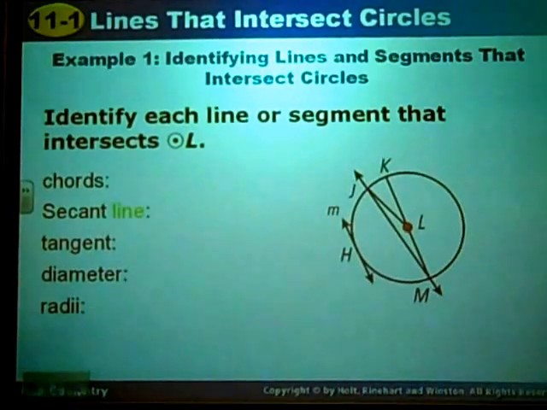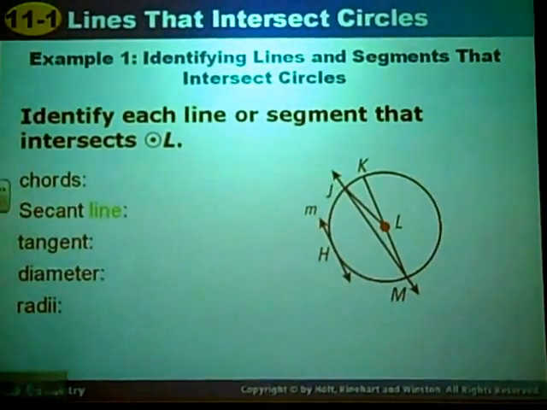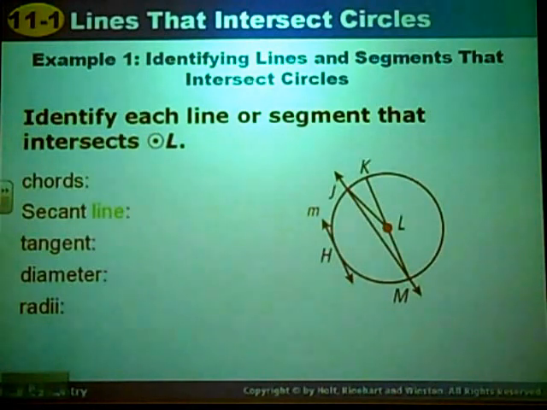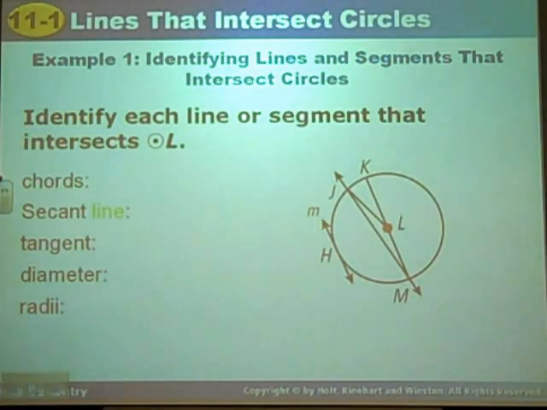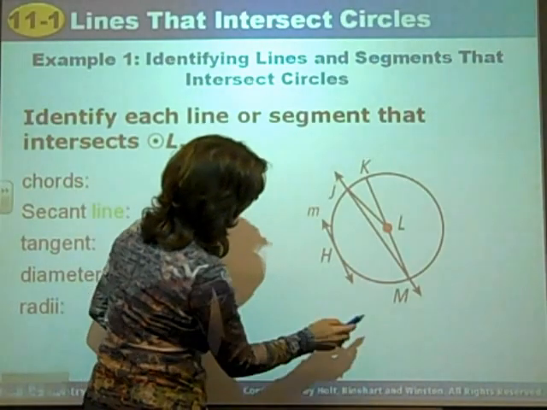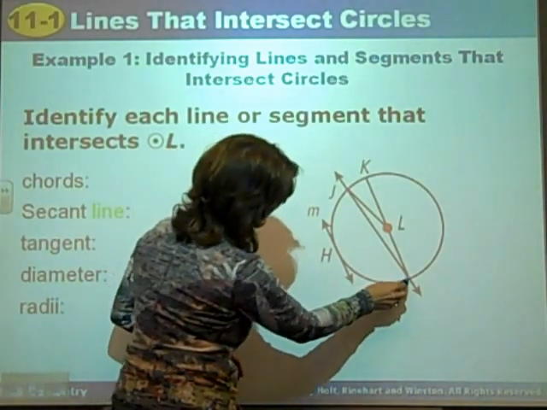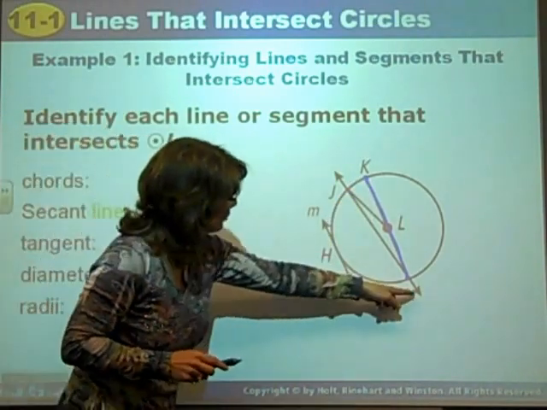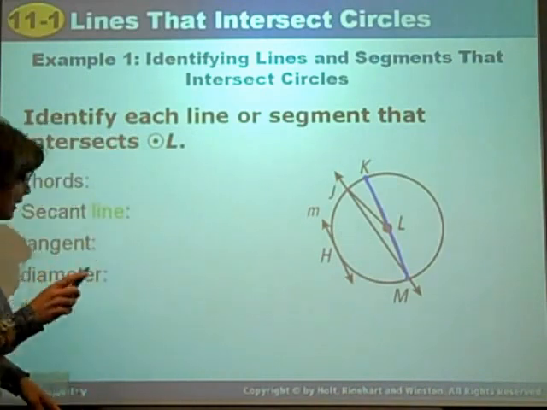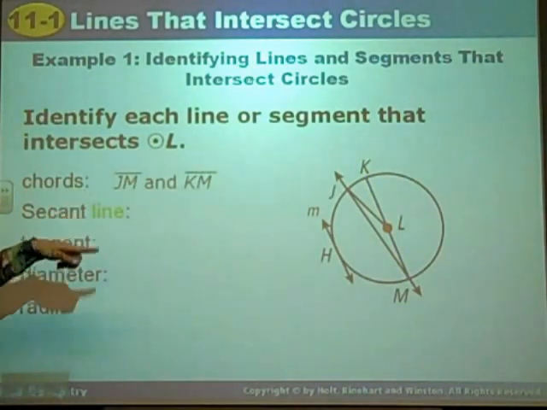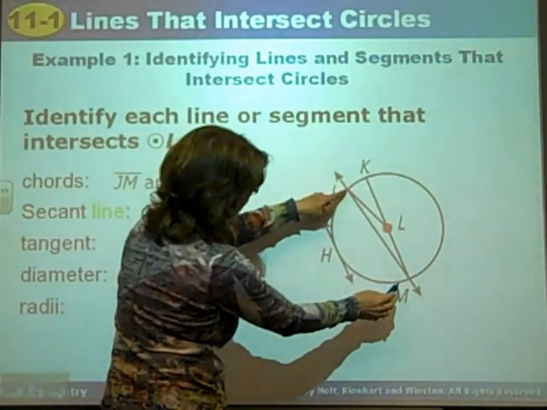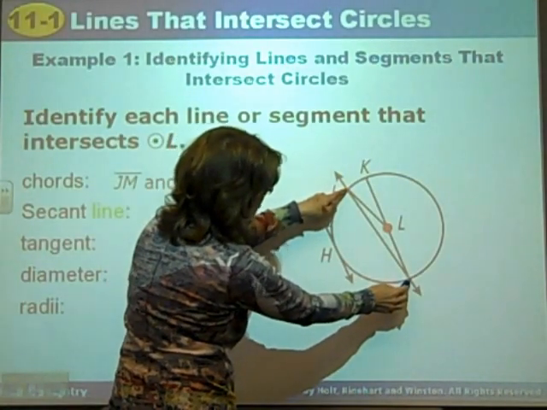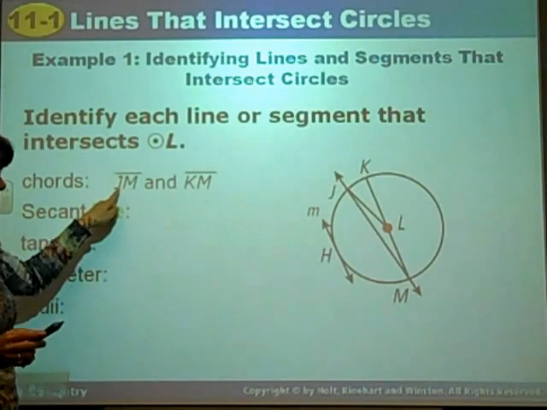Okay, now that you're back, I'd like you to identify, just looking at this picture, you're going to have stuff like this on your classwork. Where are the chords? Now I would look at chord on my vocab sheet, and I'd think I need a segment with 2 endpoints on the circle. And I would say, okay, right here to here has 2 endpoints on the circle, and it's a segment. This is a line. So I would say K to M. And if you wanted to say these endpoints, J to M, the segment, you could do that.